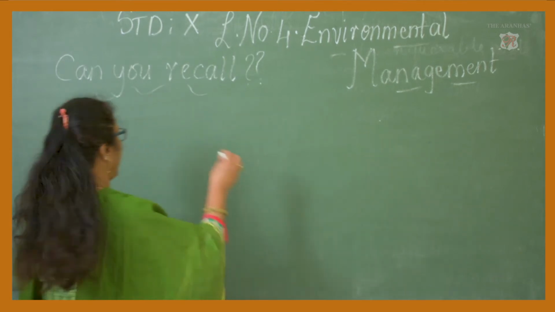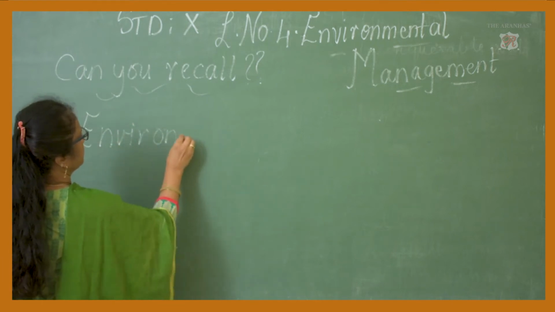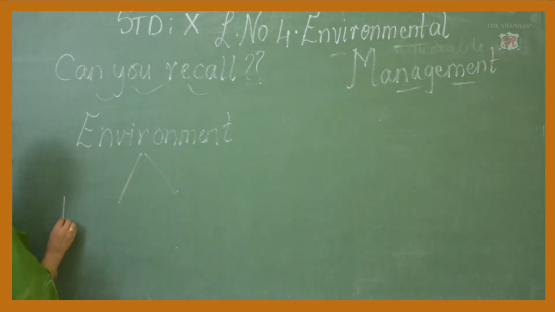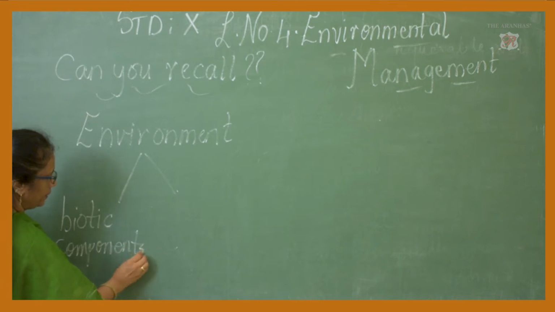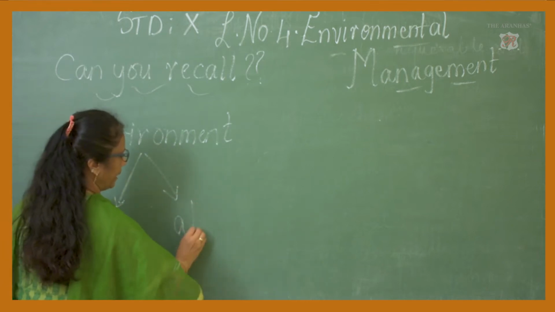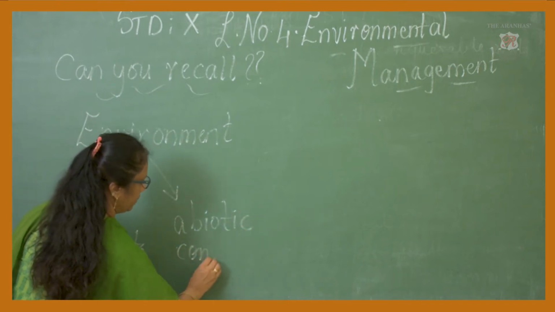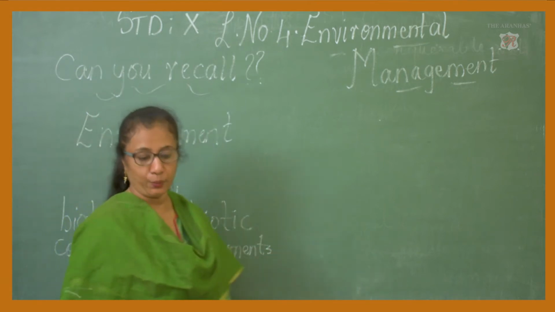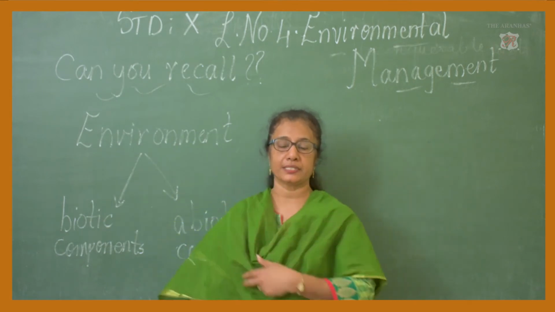Let me tell you. Environment. I'll split this into two major parts. Two major components: biotic components and abiotic components. I am sure you all remember these two terms, the biotic components and the abiotic components. In an environment, there are biotic components and abiotic components.